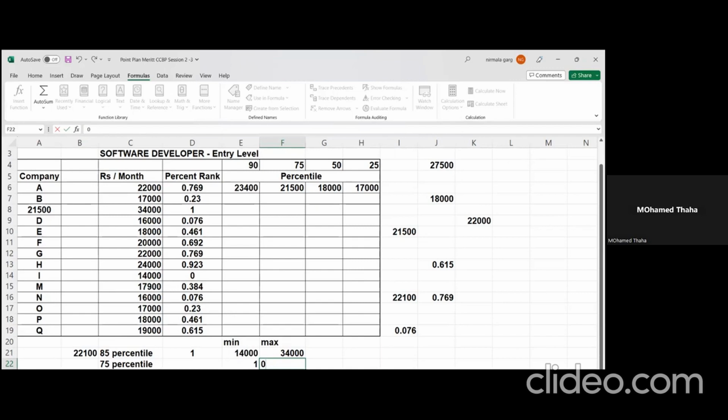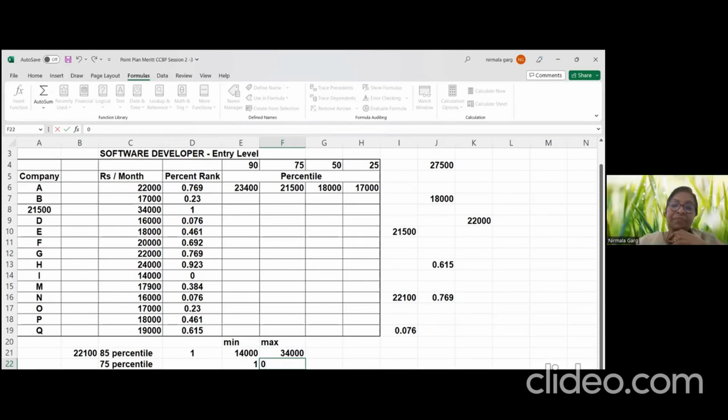We can put this another way. For example, we have the percent rank, right? So you can multiply it by 100, and you will get to know the percentage. Like for example, it is 76.9 percentage of this position. It will be between 0 and 100 percentage. So the company C, which is 34,000, will get 100 percentage.